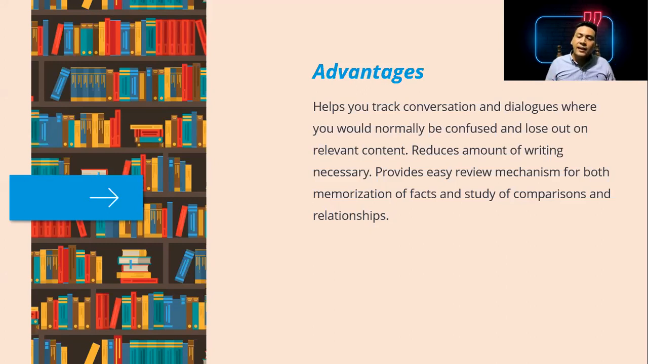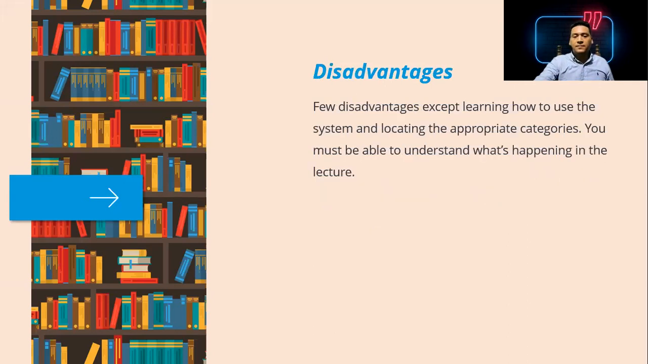Facts and a study of comparisons and relationships, okay? So if we are making a comparison, if we are relating the topics, the charting method is the best. Now, disadvantages: few disadvantages except for learning how to use the system and locating the appropriate categories. The only difficulty you can find when using the charting method is that you have to identify the categories. If you identify the proper categories, you are done. Everything is going to be fine. That is the only disadvantage.